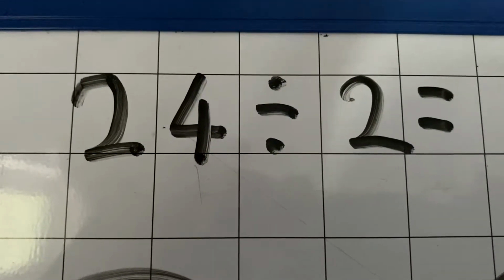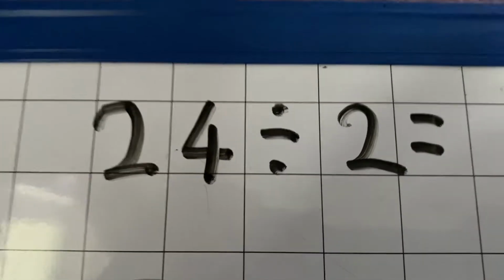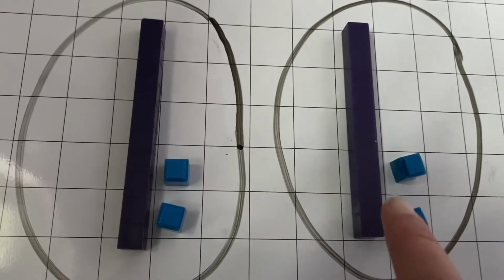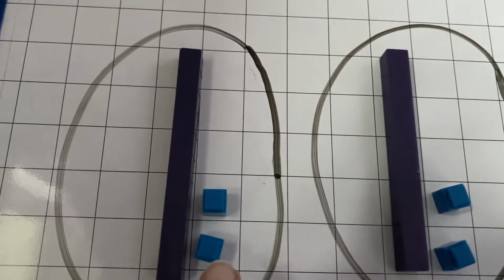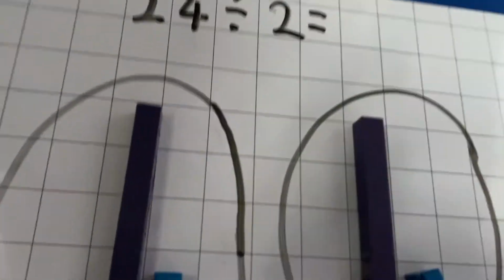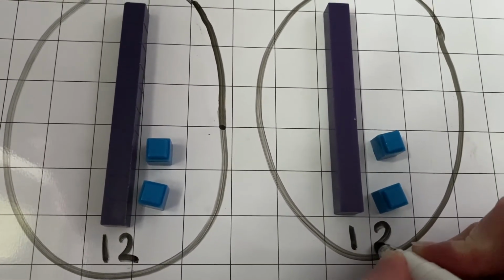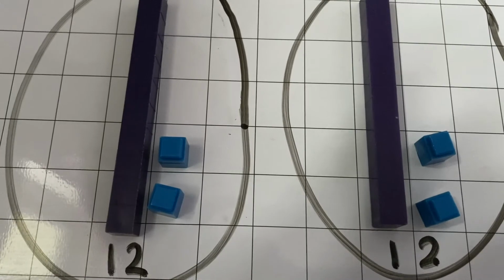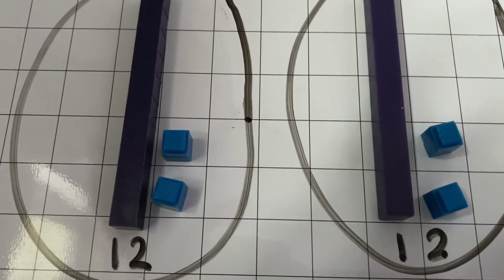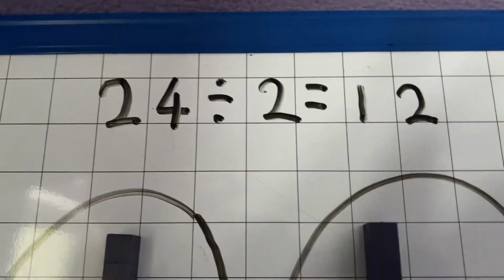Children will also continue to use sharing for division. For example, here we have 24 divided by 2. I have shared my Dienes into 2 groups. So I have 1, 2. I have shared the amount out, 1 ten and 2 ones for each. So each has 12. Just like if I was sharing 24 sweets between 2 children, I would be sharing them out. So 24 divided by 2 is 12.